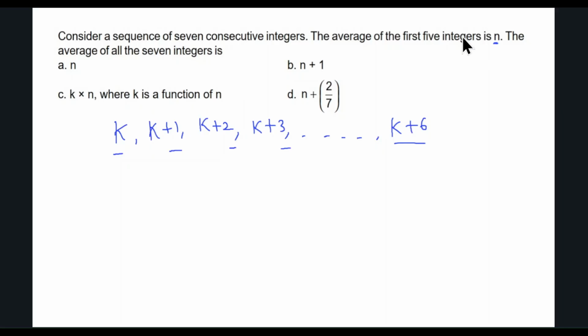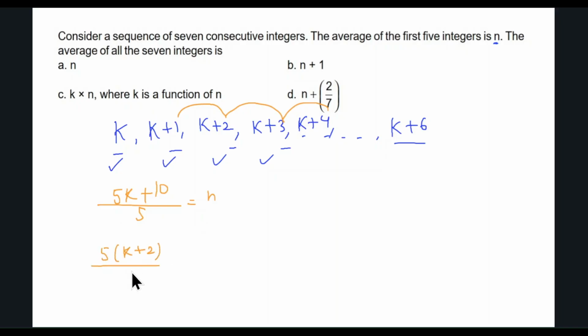Now they are saying that the average of the first 5 is n. What are the first 5 integers? 1, 2, 3, 4, and this is the 5th. If I want to take the average, what will I do? I will add all of them and divide by 5, right? If I add all of them, I think I will get 5k, and if I add 1 and 2, 3, 3 and 3, 6, 6 and 4, 10, divided by 5. And that is given as n, right? 5 can be taken as a common factor from the top, so I'm left with 5 times k plus 2 over 5 is n. These two are gone, so I'm getting the value of k as n minus 2.